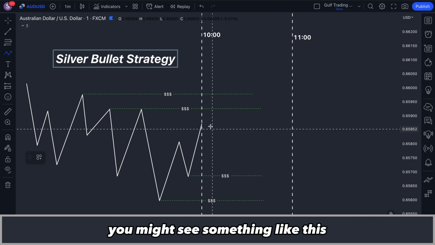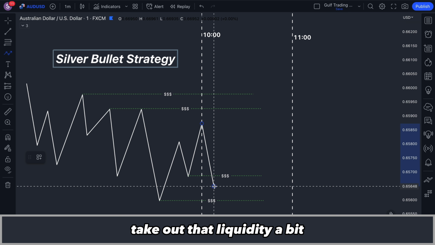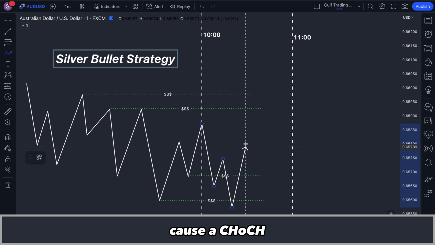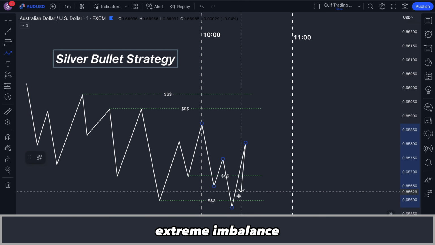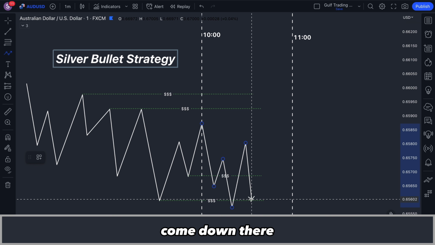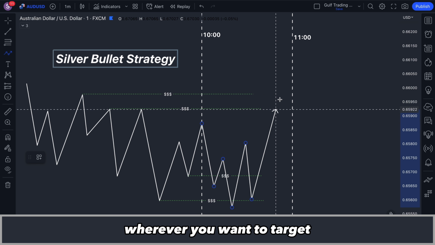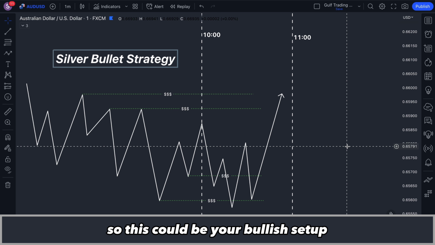So then for a bullish setup, you might see something like this at 10 a.m. Price might come down, take out that liquidity a bit, form some structure, sweep this liquidity, cause a change of character, and then you're going to want to get in on an extreme imbalance or an order block. So in this case, a demand zone. Come down there and then take price up to some opposing liquidity, wherever you want to target. Something like that. So this could be your bullish setup.